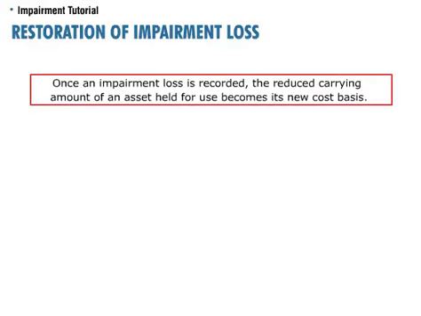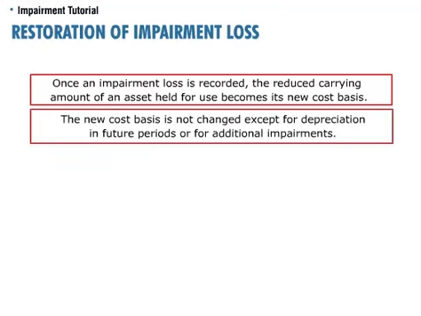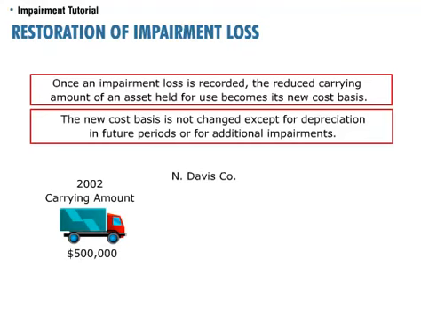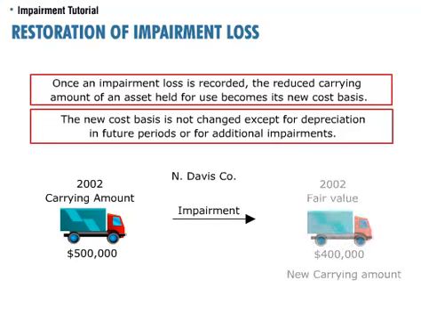Once an impairment loss is recorded, the reduced carrying amount of the asset held for use becomes its new cost basis. As a result, the new cost basis is not changed except for depreciation in future periods or for additional impairments. To illustrate, assume that N. Davis Company at December 31, 2002 has equipment with a carrying amount of $500,000 which is impaired and is written down to its fair value of $400,000.